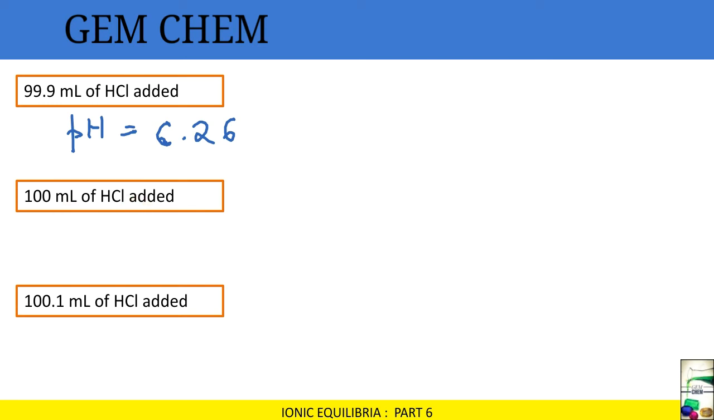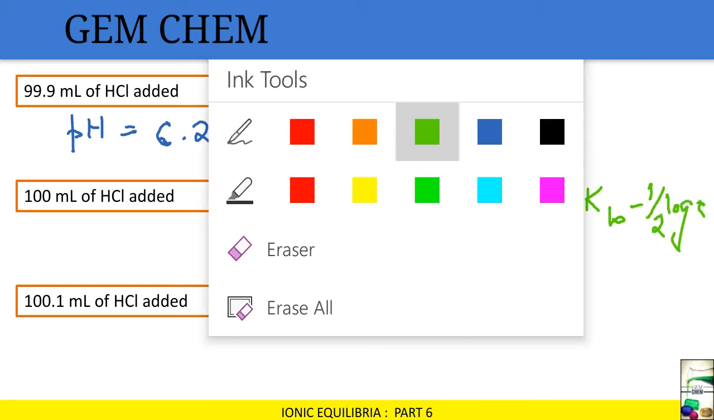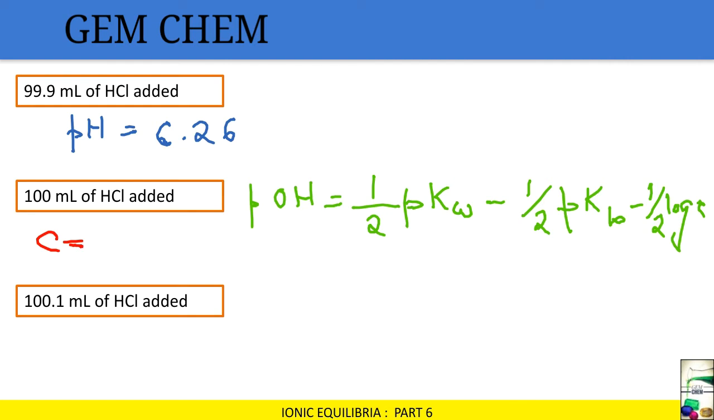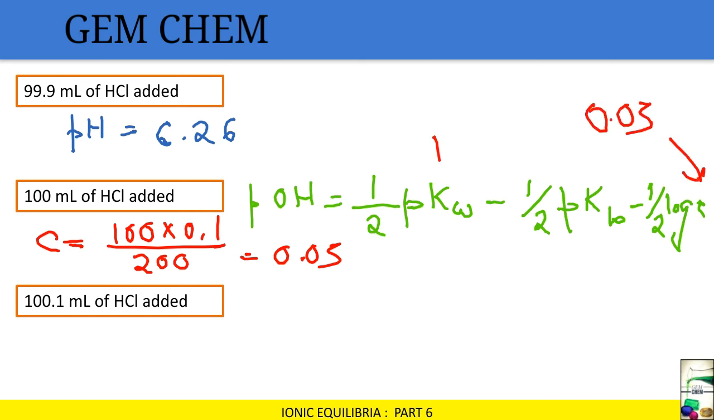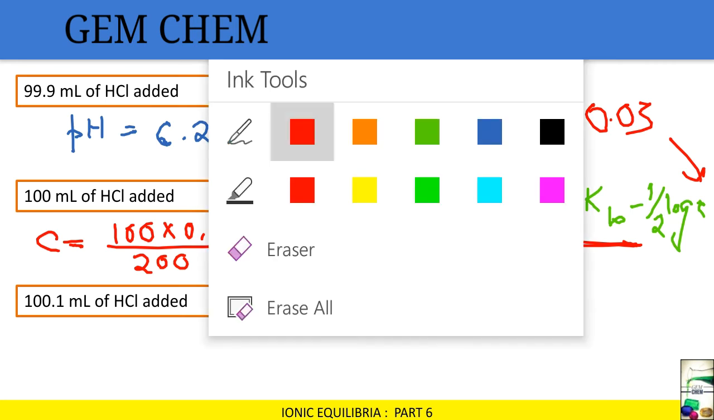Next we will go for 100 ml. Now in 100 ml hydrolysis takes place as we have seen previously. So pOH here is equal to half pKw minus half pKb minus half log C. Now C is the concentration of salt, so it is 100 into 0.1 divided by 200, it comes to be 0.05. So we just substitute here 0.05. pKw is minus log of 10 to the power minus 14 and pKb we know.